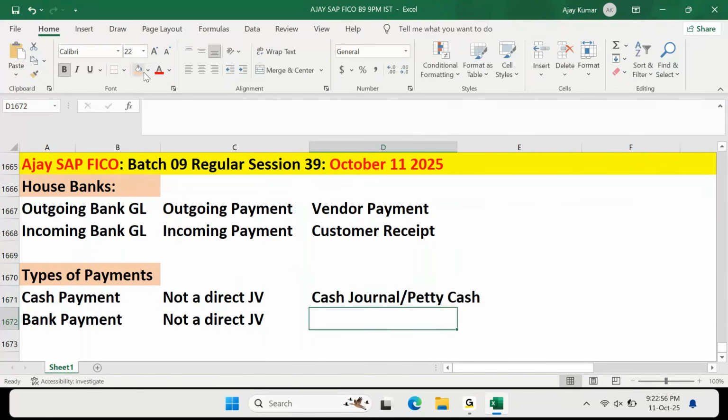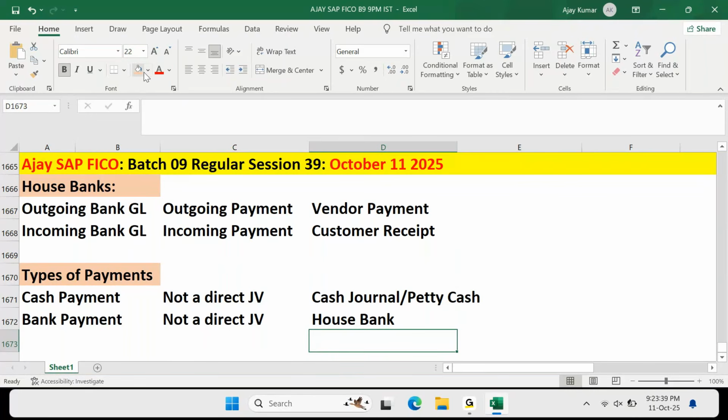Anybody heard of either petty cash or cash journal? Yes, sir, petty cash, small payments. Right. And similarly, when you want to make any bank payment, you need a concept, right? What is that concept for using a bank GL account? House bank. Right. Without creating a house bank, you are not supposed to post a bank JV or bank posting directly in SAP. Strictly not allowed. You can post the entry, the system will not stop you, but you're not supposed to do it. Correct or not?